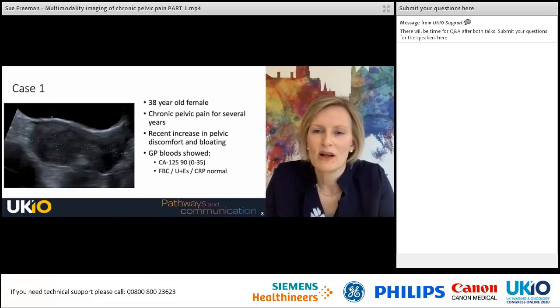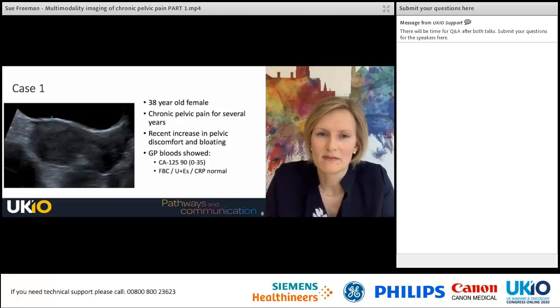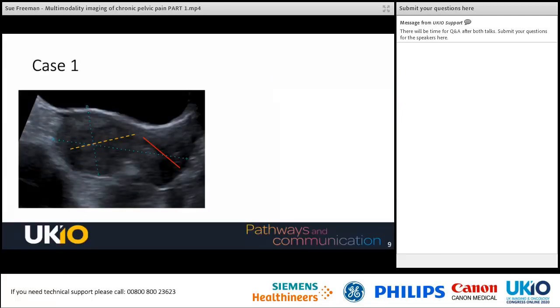Her transabdominal ultrasound revealed this appearance. If we look at the red line, we can see that the cervix is anteverted, but the yellow dotted line shows that the uterine body is retroflexed. This uterine position on transabdominal ultrasound can alert us to the possibility of underlying endometriosis. We need to be really aware and carefully look for endometriosis on the transvaginal ultrasound.